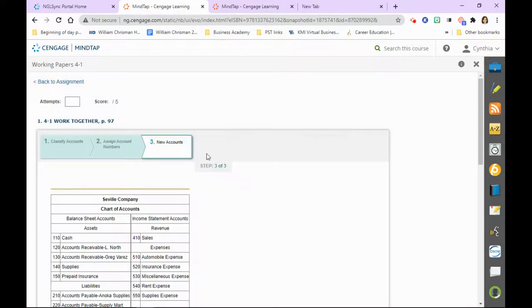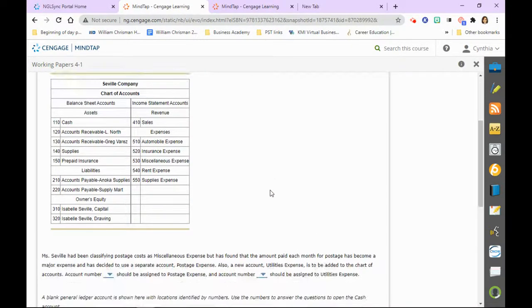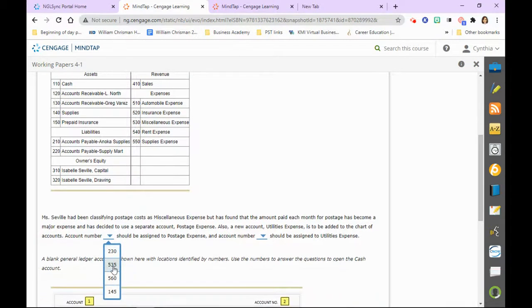Then the next step, they want to know if we put new accounts in here, where would they go? So in this particular one, we are going to add postage expense and utilities expense. So postage expense is going to come between the M and the R, sorry. So it's going to be 535 because M is 530, R is 540, that goes in between. And then utilities expense is going to come at the end, so 560.